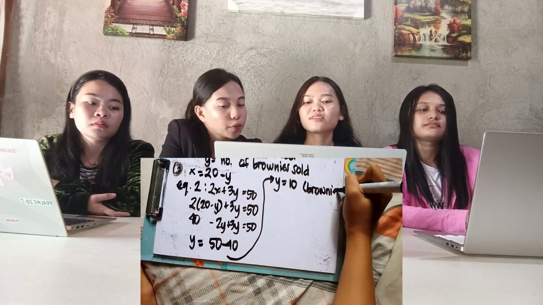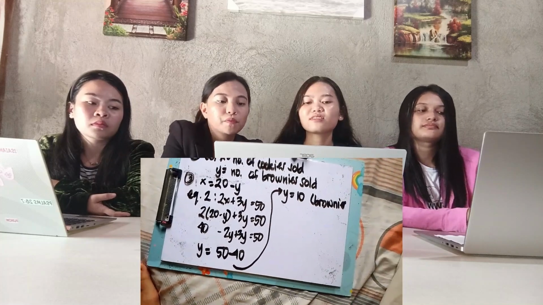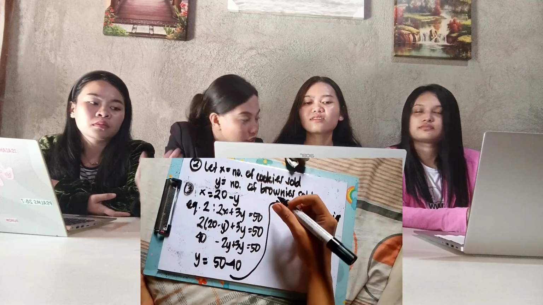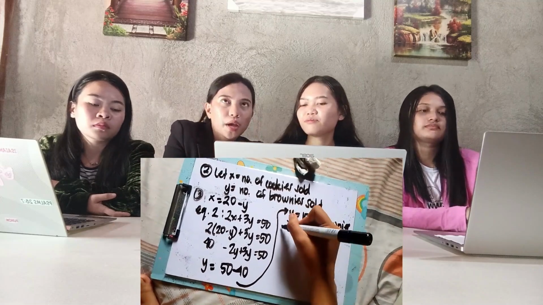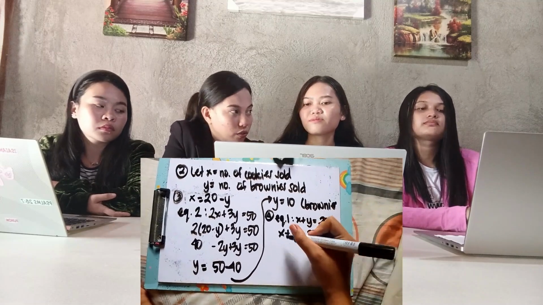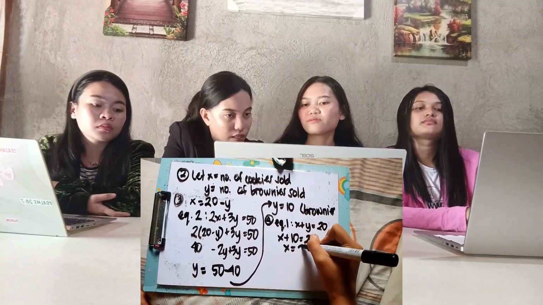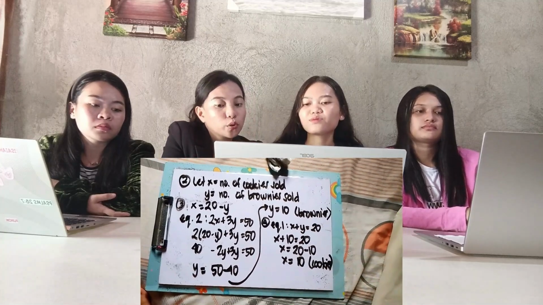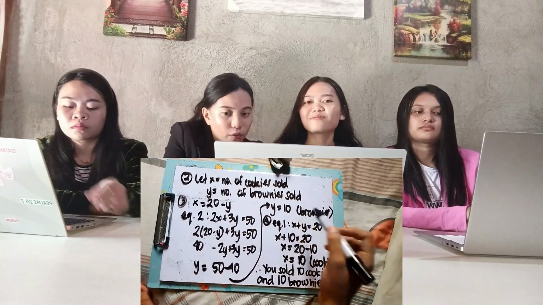So you sold 10 brownies. Now substitute y equals 10 back into the first equation to find x. So x plus 10 equals 20. So the value of x is 10. So you sold 10 cookies and 10 brownies.